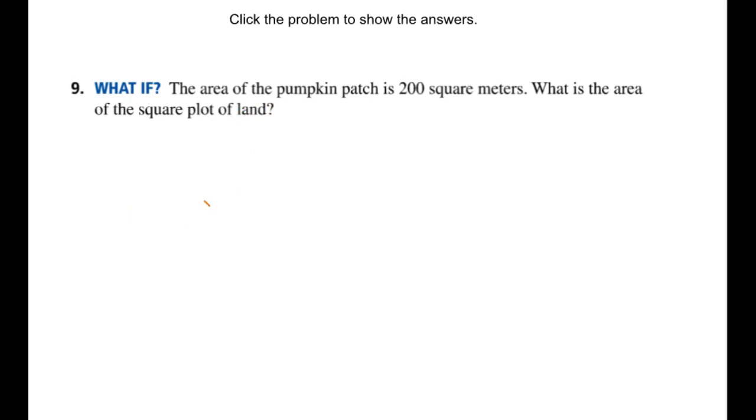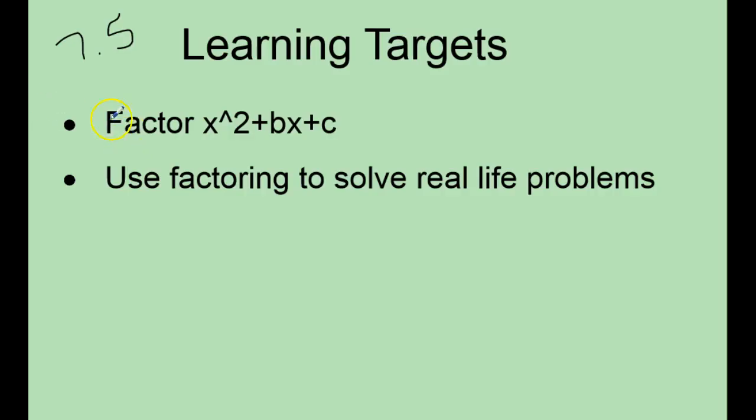So now let's look back at our learning targets. Okay, factoring x squared plus bx plus c. And remember, it doesn't matter if these are negatives. We follow the same steps and same strategies. And then our second learning target was use factoring to solve real life problems. And we did that with our pumpkin patch. So first we have to draw our picture and then figure out what we know and what we're looking to find. Then we can factor and solve.